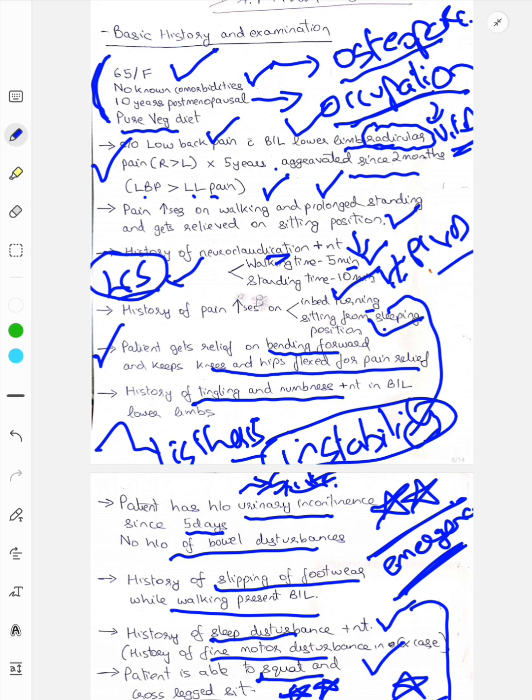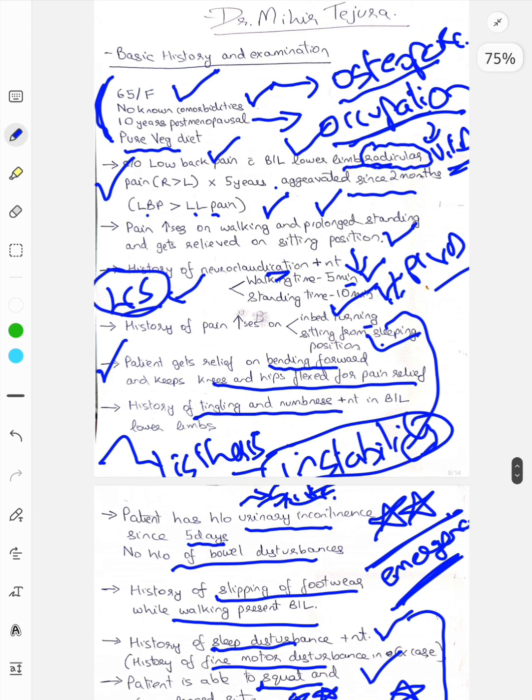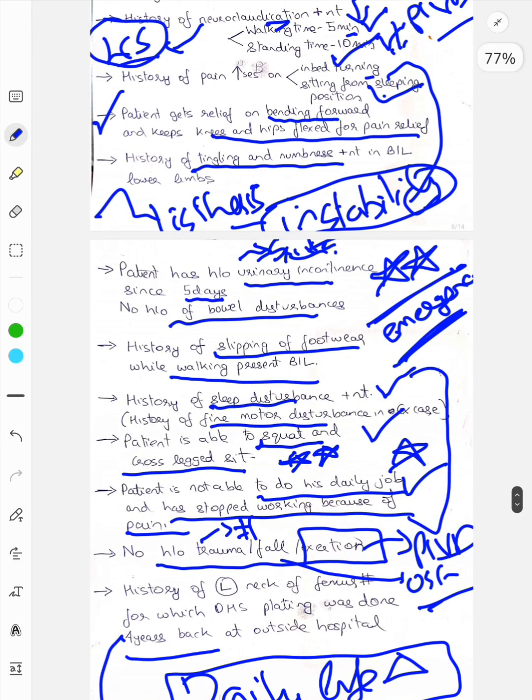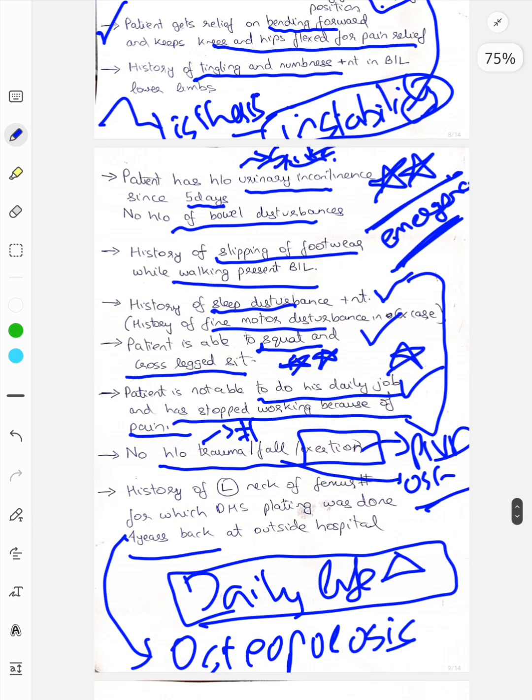The pain gets relieved on bending forward; flexion is decreasing the pain, more of an LCS picture. History of tingling and numbness is present, indicating the severity of the situation. Now, history of urinary incontinence or bowel-bladder disturbances means emergent intervention; after confirming the diagnosis, emergent surgical intervention is warranted, right? History of slipping of footwear, so there is some neurodeficit in this lady. History of sleep disturbance is present, and the patient is not able to do her daily activities. That does mean her daily lifestyle is affected.